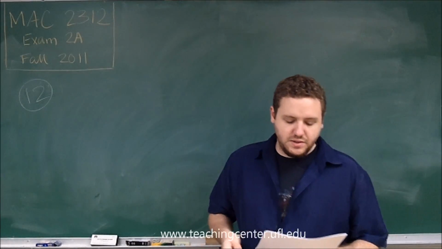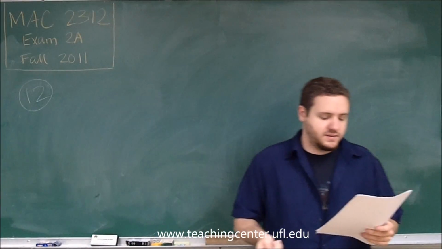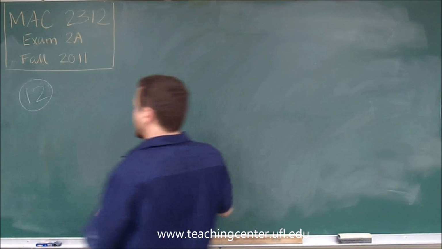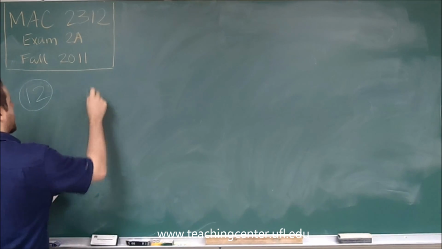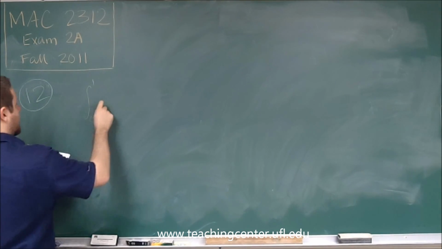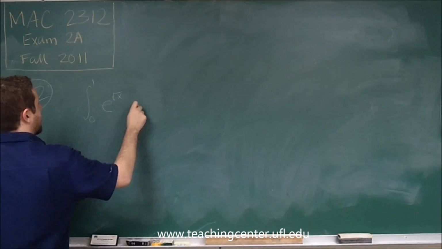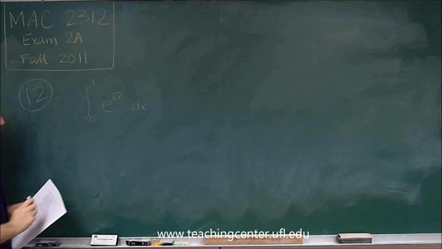Okay, in number 12, we need to use a Maclaurin series for e to the x to approximate the value of an integral. So the integral we're trying to approximate from 0 to 1 is e to the square root of x dx.